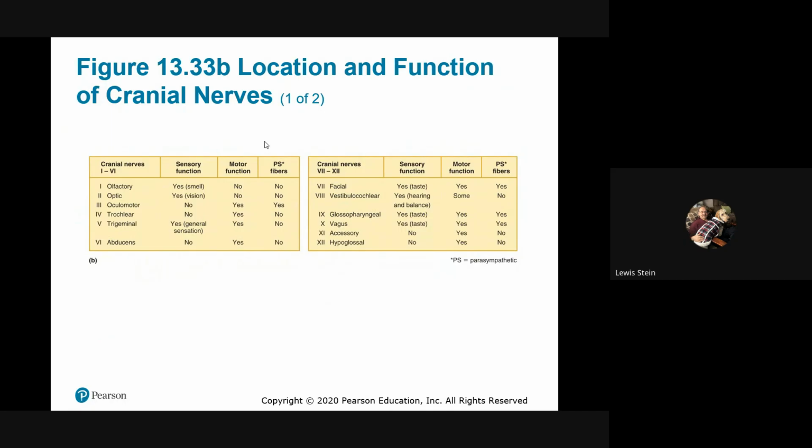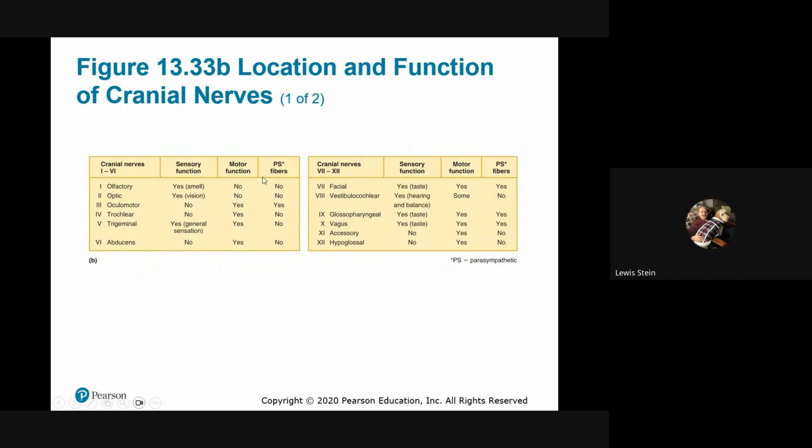Nerve 3, 7, 9, and 10. On a test, I'll have them both. Okay, 3, 7, but it's something you should know. 3, 7, 9, and 10. So that's the PS fibers, you can see it there.